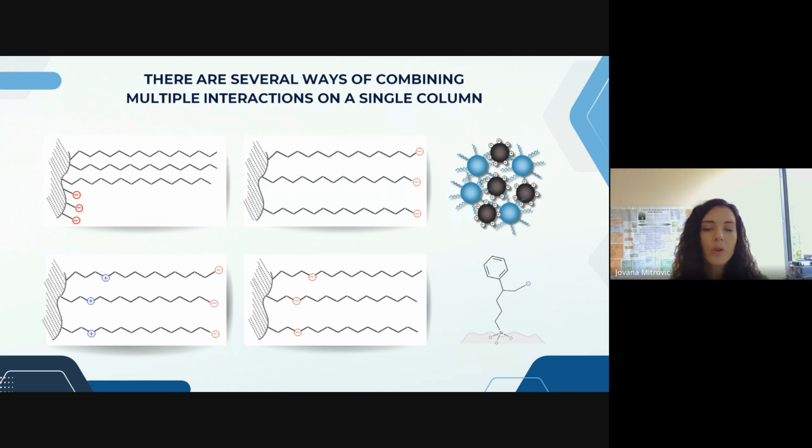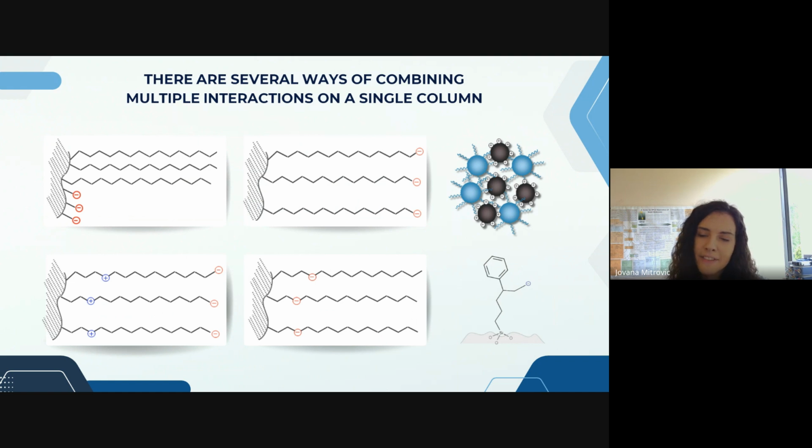So the question is, how do we build a mixed mode column? There are several strategies, and here are just a few visual examples. One approach is to embed ionic groups into a hydrophobic ligand positioned near the silica surface. Alternatively, the ionic groups can be placed at the terminal end of the hydrophobic chain. Also, aromatic rings can be introduced to enable pi-pi interactions. In some designs, we can have both acidic and basic functional groups incorporated into hydrophobic chains. And by adjusting the density, strength, and position of these functional groups, we can fine-tune the column selectivity and retention characteristics.